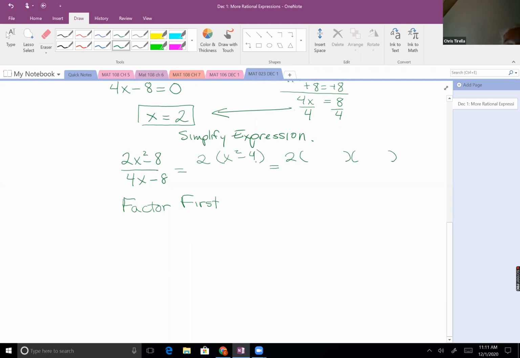Oh, I've got two terms. There's a minus sign, not an equal sign, in between. And they're both squares. So do you remember it becomes x plus 2, x minus 2, the sum and difference. Now that the numerator is factored all the way, let's factor the denominator. Between 4x and 8, is there a common factor?